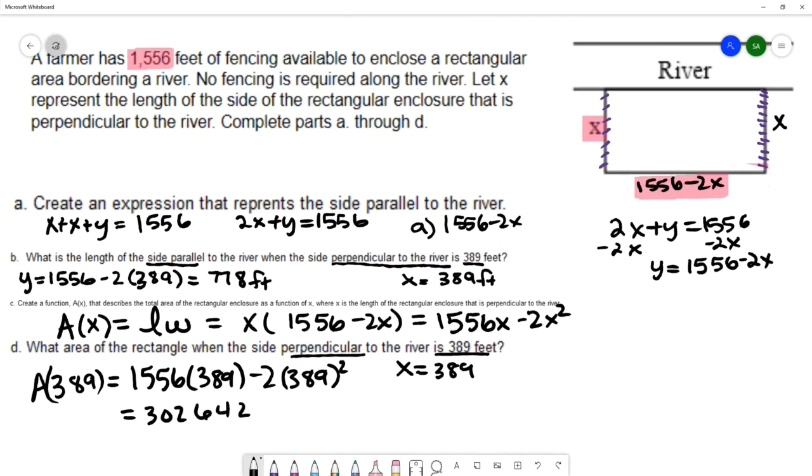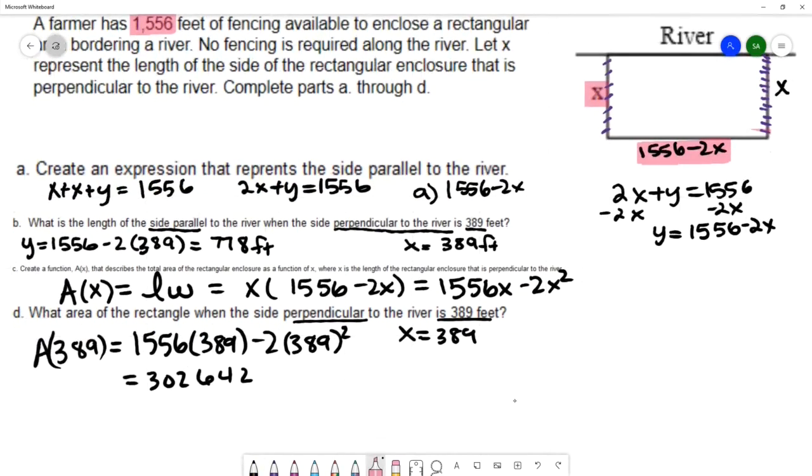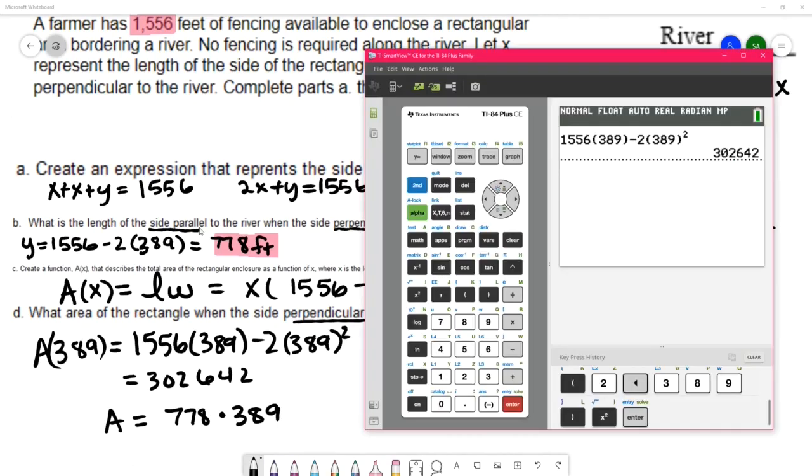And there is an easier way to get that area. If you'll remember, we have the width and the length from earlier, so we could also do area is equal to 778 times 389. And I just want to show you in the calculator that we get the same value. 778 times 389 gives us that 302,642.